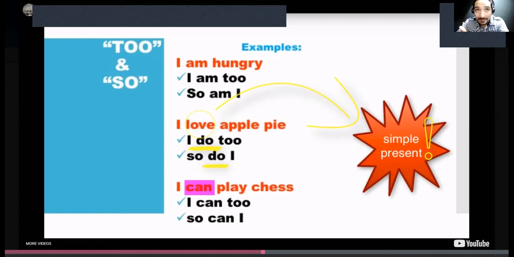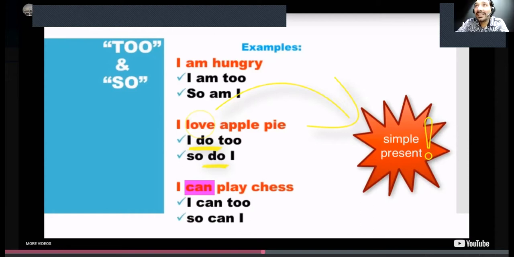I can play chess. Okay, I can too. So can I. Y si dijese, I could play chess, ¿cómo sería entonces? I could. Entonces cuando se ocupan modales, siempre se va a decir la modal. Correcto. Cuando es verbo to be, se va a decir el verbo to be. Y cuando es otro verbo, se ocupa el do como auxiliar. Cuando es una acción, correcto, Héctor, muy bien. Entonces, ¿cómo sería si dijese, I could play chess? I could too. So could I.